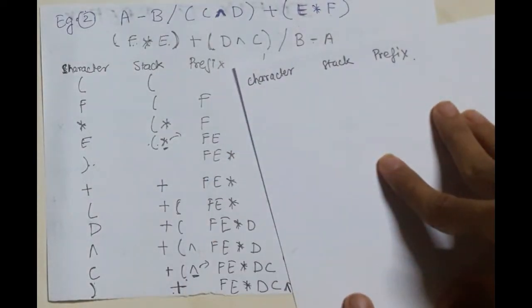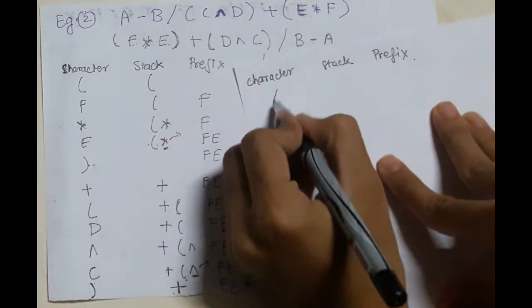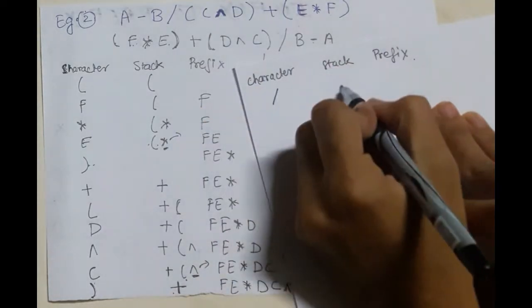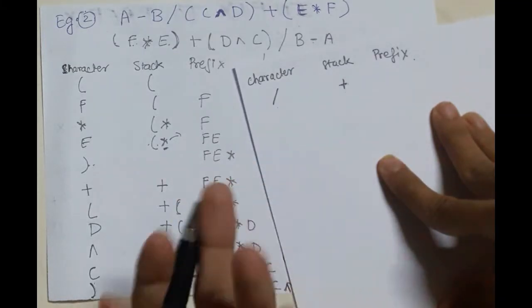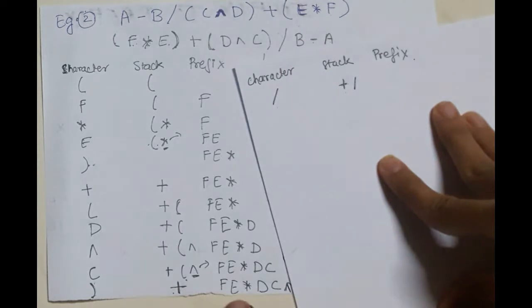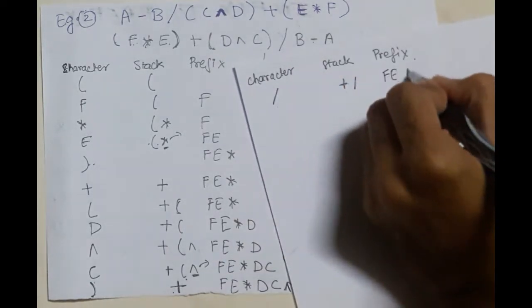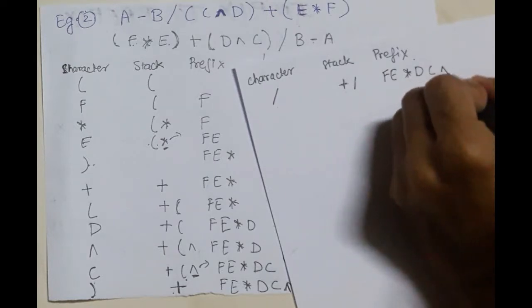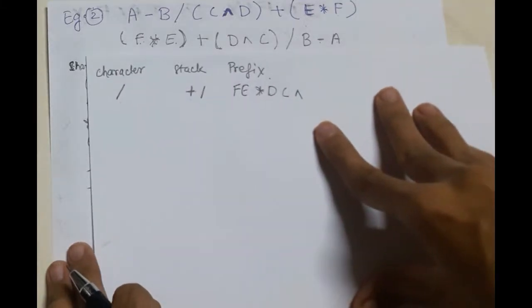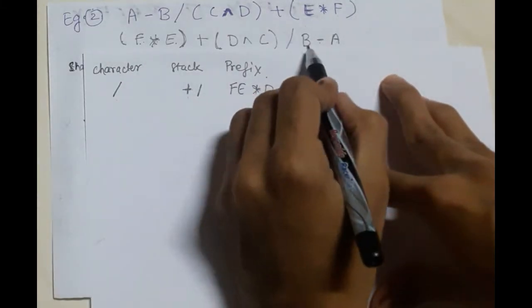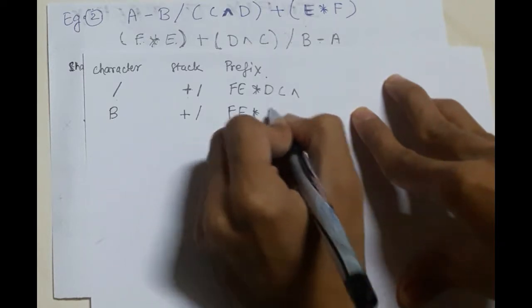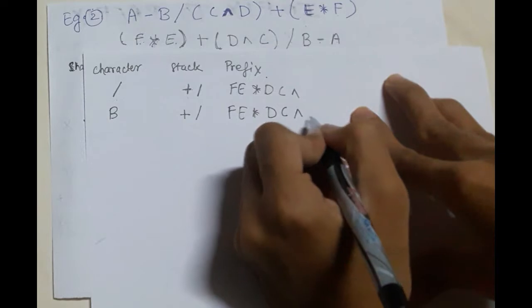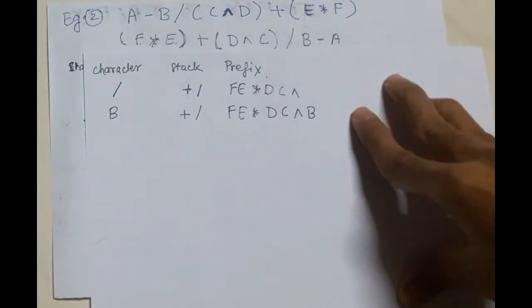Now I will continue here because of the lack of space. Okay. So after the closing parenthesis, the next character is division. The stack already consists of addition, isn't it? As we know, division has higher precedence than addition, so no problem, we can push it into the stack. Okay, the prefix expression will be F E multiplication D C exponent. Now after division, B. B is an operand, so we'll add it to the prefix expression: F E multiplication D C exponent B. Okay.